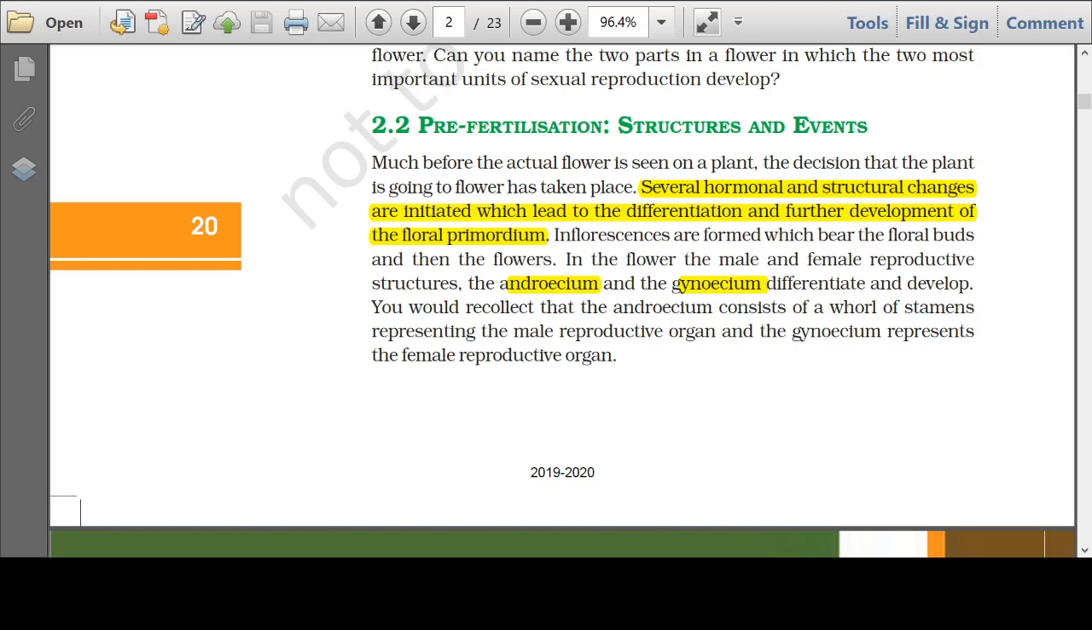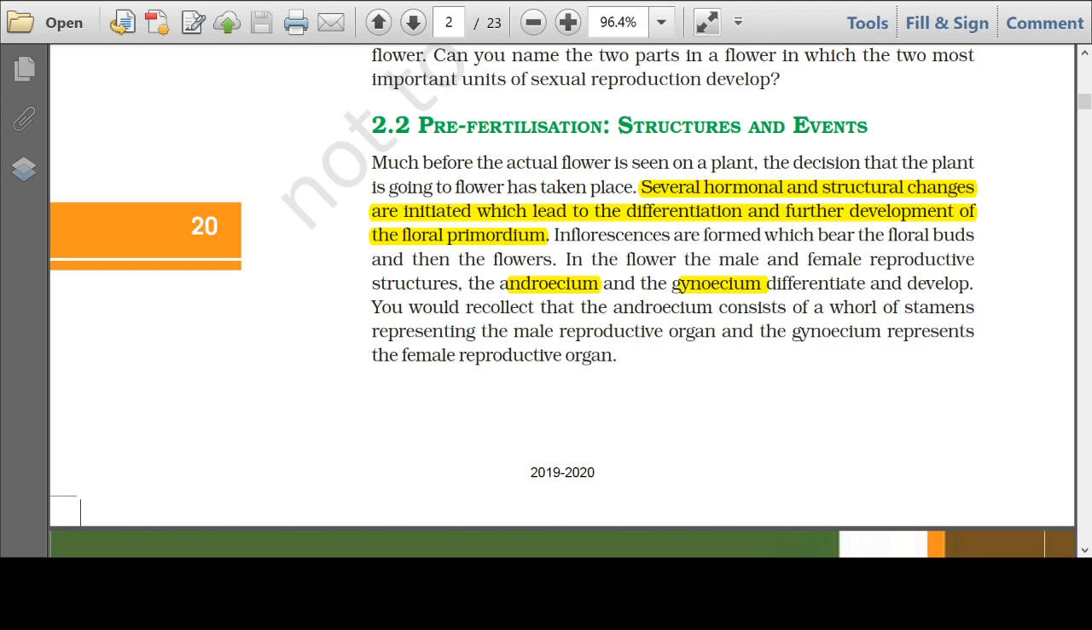Very interestingly, this hormone is present in the leaves, and it initiates the differentiation of the buds, which are present in various parts of the plant. It helps in the differentiation of the buds into flowers. Initially a floral primordium, a floral bud, is formed, and that floral bud gives rise to a flower.